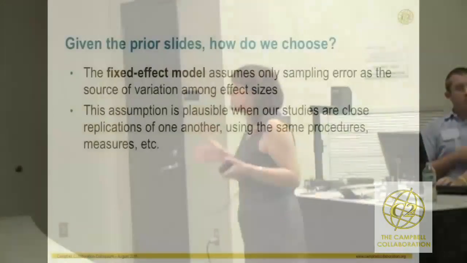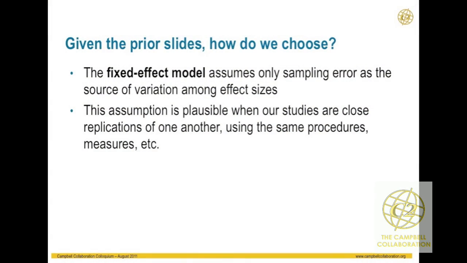Now, given that we've seen what these models look like, the question is, how do we choose? Which model are we going to choose? Because that's going to have implications on how we calculate the mean effect size, how we calculate the variance of our effect sizes, and how we calculate estimates of any kind of moderator models.